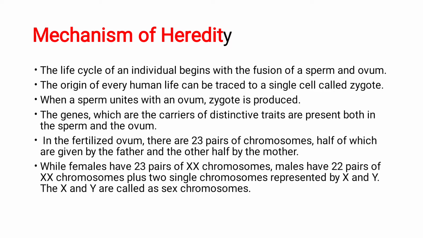The genes, which are the characteristics of different distinctive traits, are present both in sperm and ovum. So in the ovum there are 23 chromosomes. In sperm also you have 23, of which 22 are autosomes and one is a sex chromosome. In females the sex chromosomes are XX, but in males they are XY. The X and Y chromosomes are called sex chromosomes.